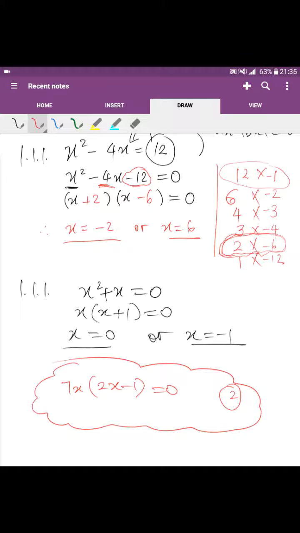And that's basically the first video for your algebra, and check out the next video where I solve your inequalities and your exponential equations.